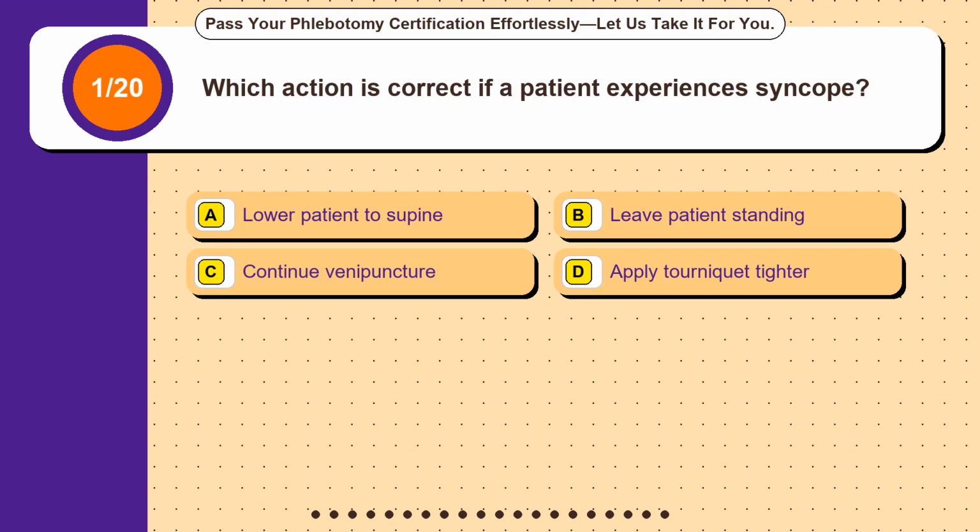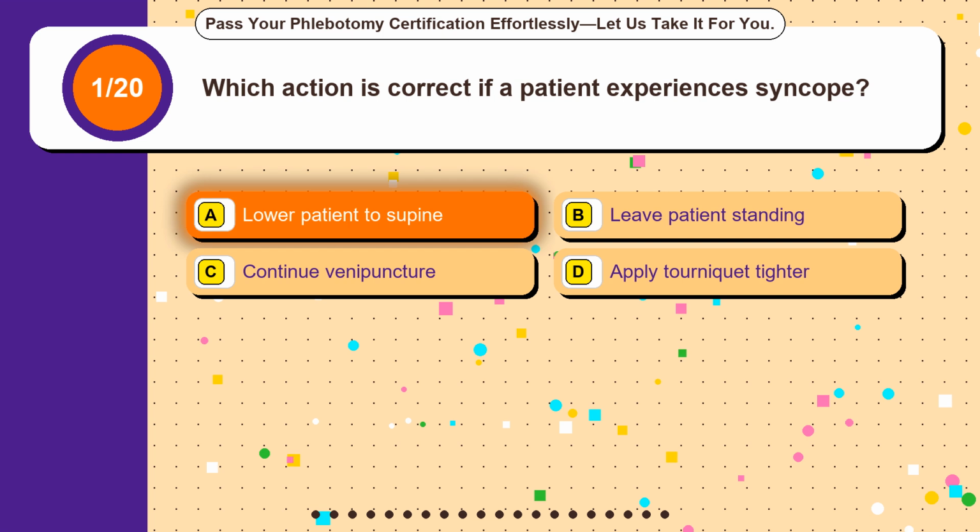Question 1. Which action is correct if a patient experiences syncope? Option A, lower patient to supine. Option B, leave patient standing. Option C, continue venipuncture. Option D, apply tourniquet titer. The correct answer is option A, lower patient to supine.